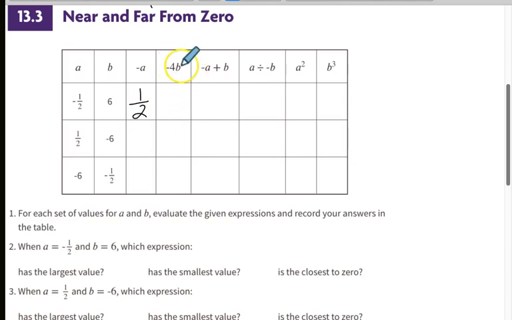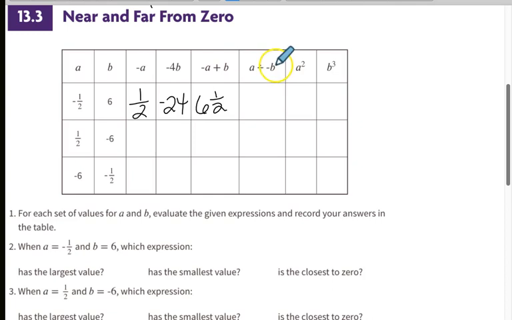Negative 4 times B, and we're saying in this situation B is 6. So negative 4 times 6. 4 times 6 is 24, and then negative times a positive is a negative. So negative 24. The opposite of A, so opposite of negative 1/2 is positive 1/2, plus 6, because B is 6. 1/2 plus 6 is 6 and 1/2. And if you wanted to put 0.5 there, that would be fine.